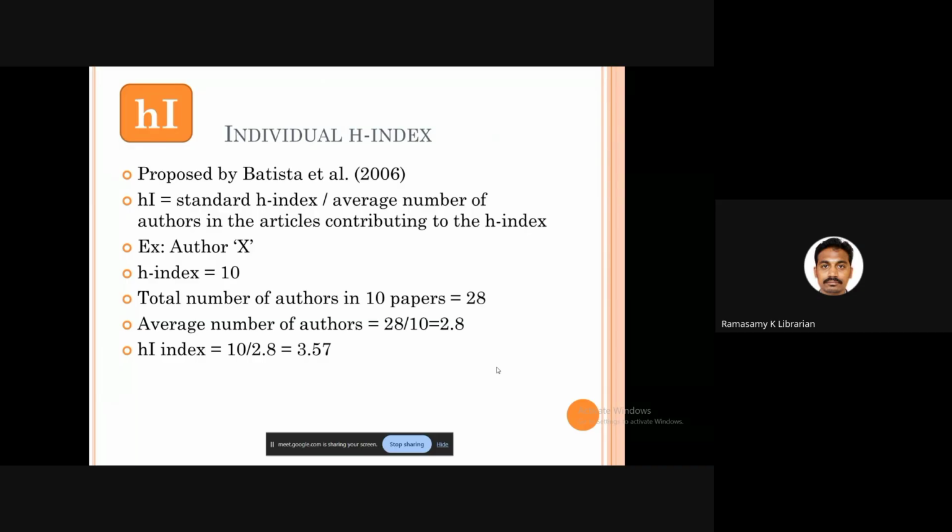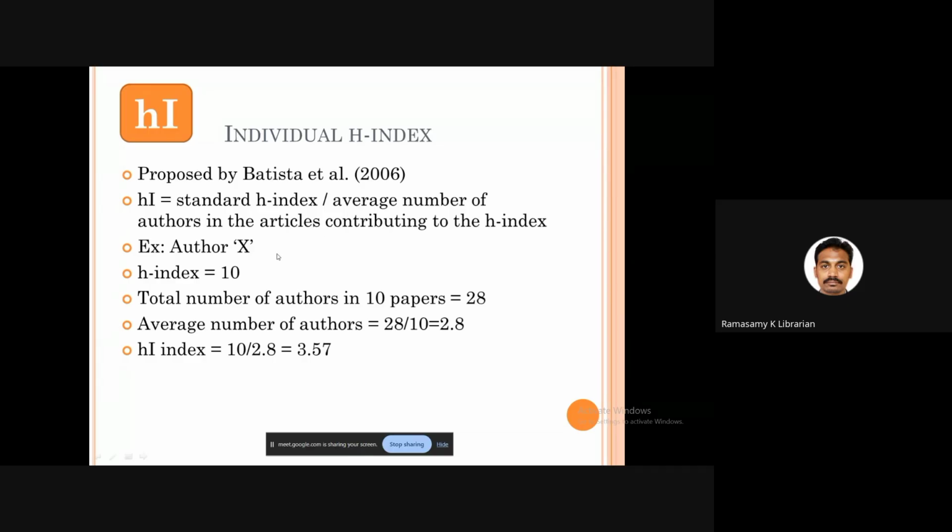It is not to be done so. You have to divide the citations. You have to divide the citation impact among all the authors. That is the concept proposed by Battista called individual Hutch index. How to calculate? Very, very simple. Standard Hutch index divided by the average number of authors in the articles contributing to the Hutch index. Very simple. I give an example.